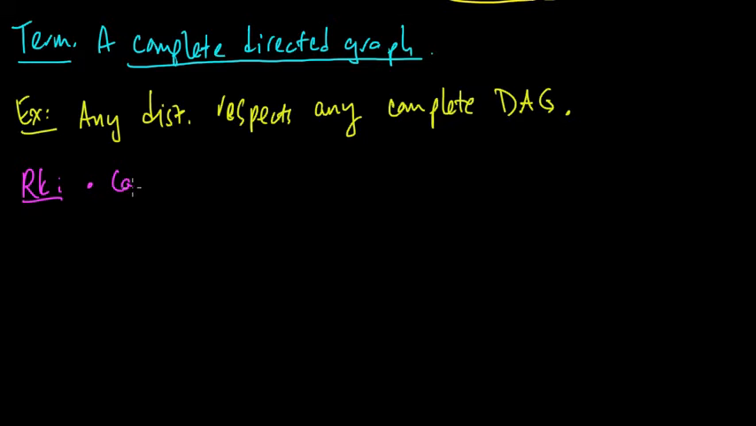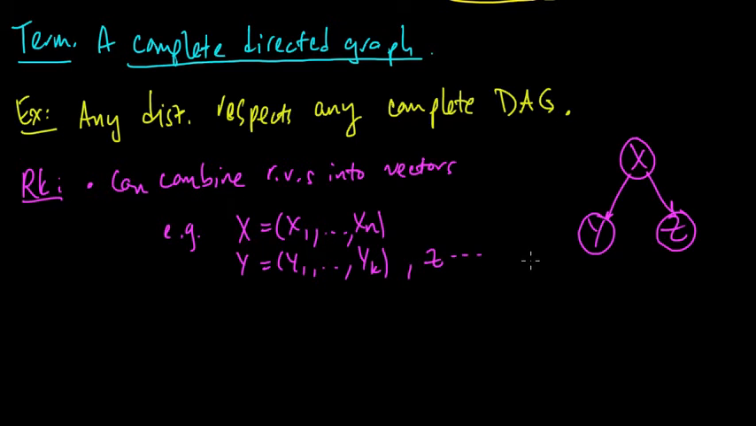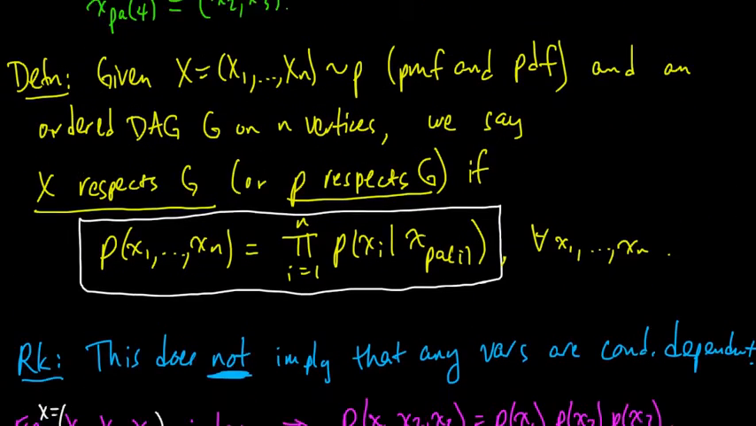We can combine random variables into vectors and the same definition applies. So for example, if we had some graph on x, y, and z, something like this maybe, we could always have x be a vector, y be a vector, and z, etc. You get the idea. And the same definition would apply.